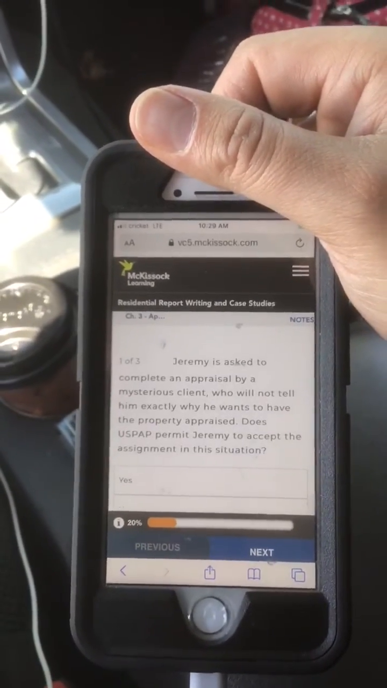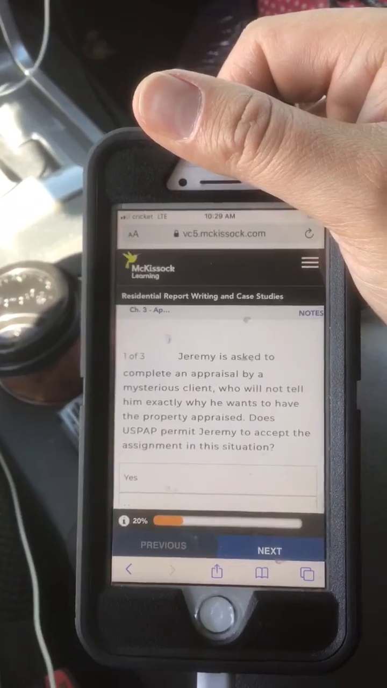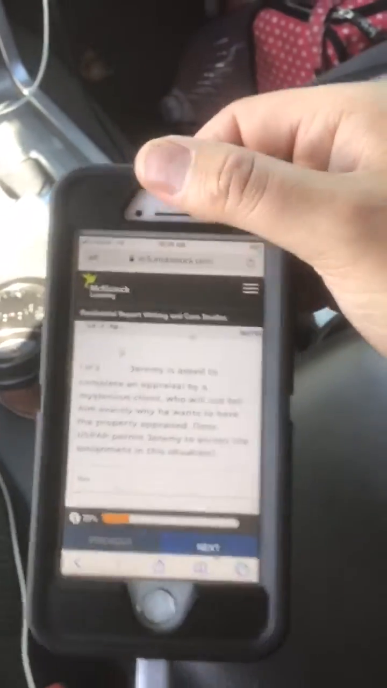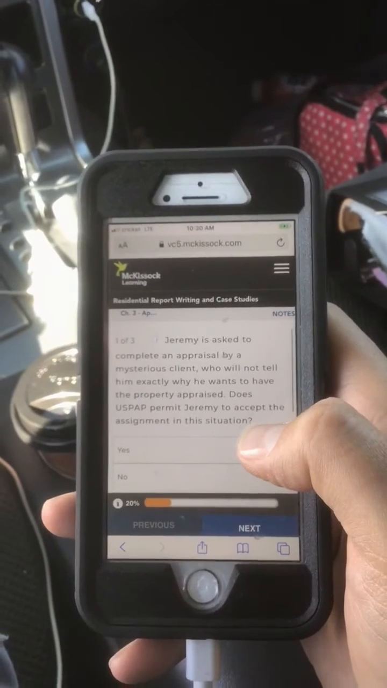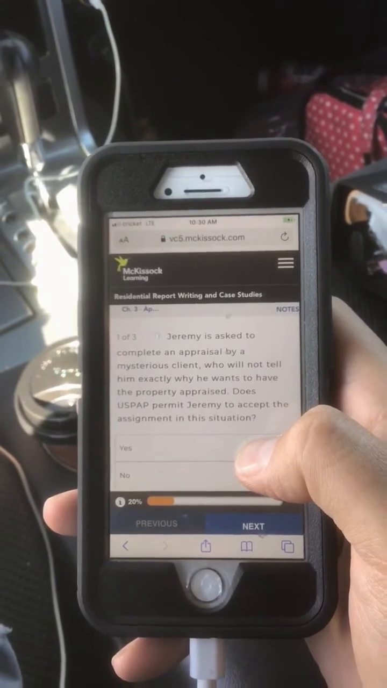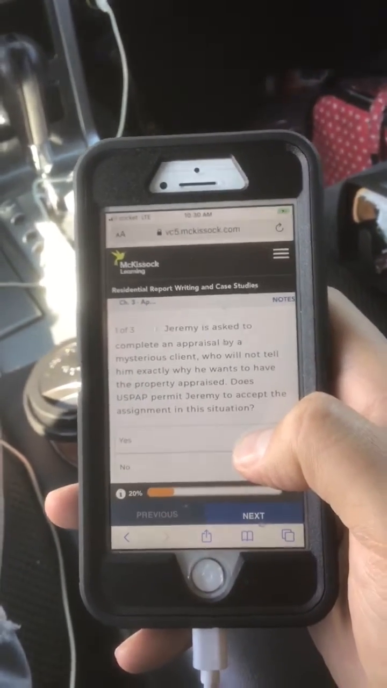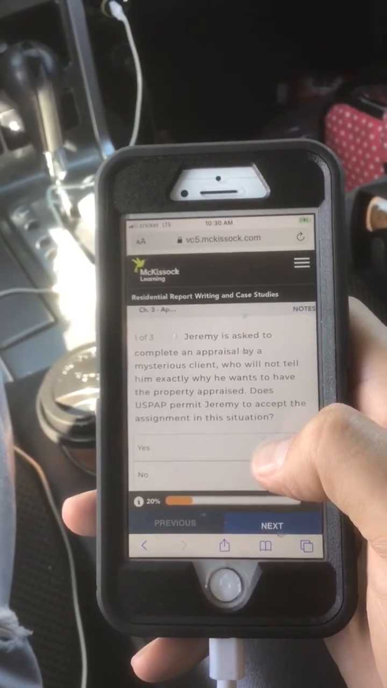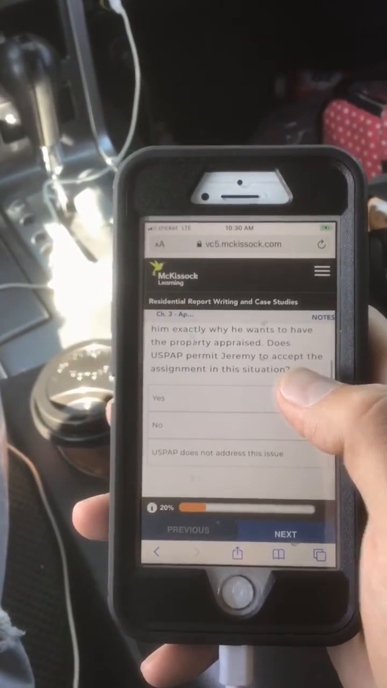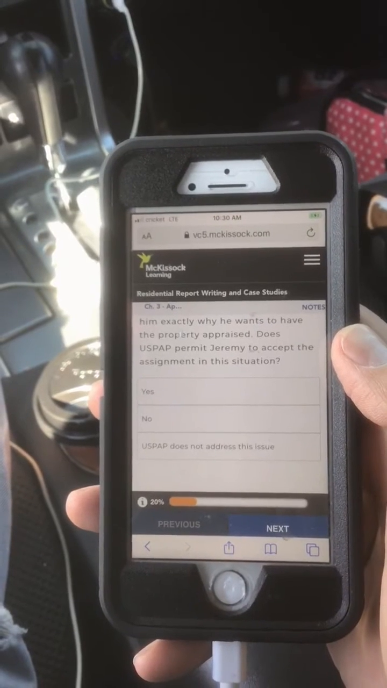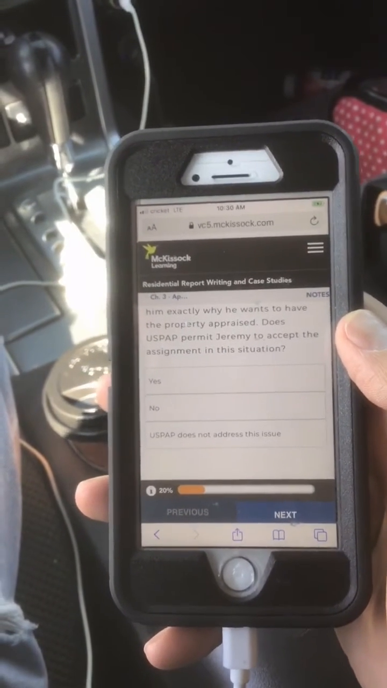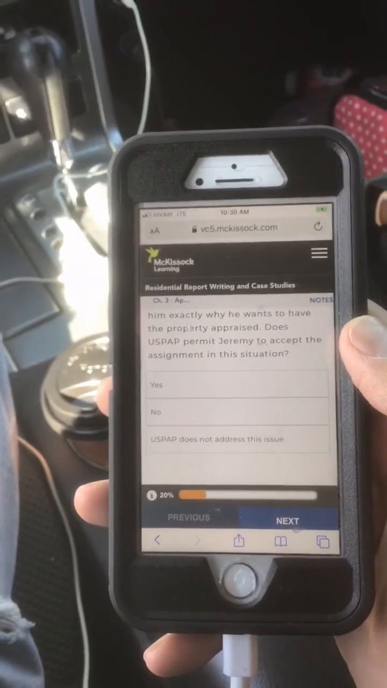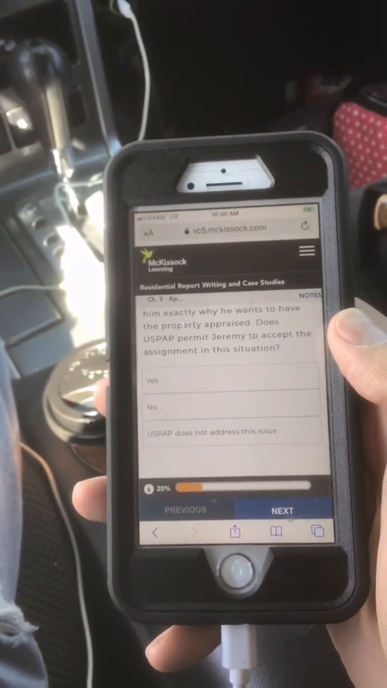Number 1. Jeremy is asked to complete an appraisal by a mysterious client who will not tell him exactly why he wants to have the property appraised. Does USPAP permit Jeremy to accept the assignment in this situation? Yes, no, or USPAP does not address this issue.